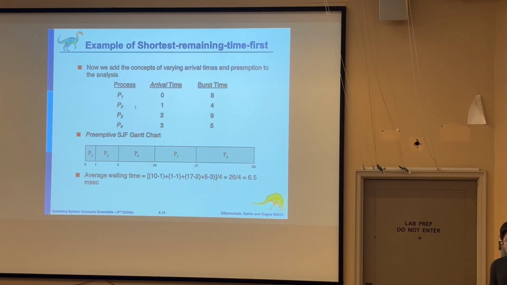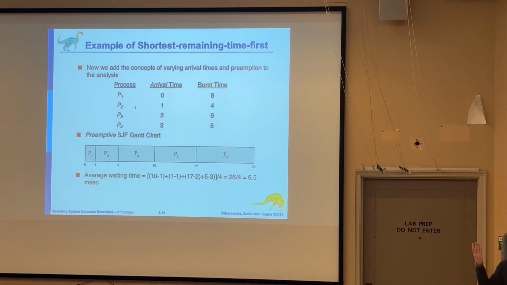Okay, so another example, shortest remaining time first. This is not the shortest job first algorithm anymore. This is shortest remaining time first. The difference is that we are not assuming the jobs arrive at around the same time anymore.